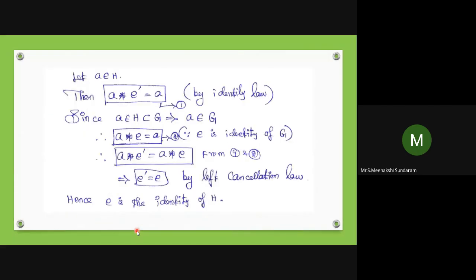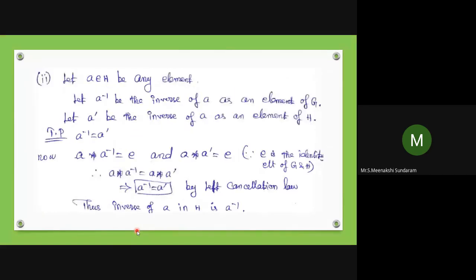So let A belong to H. A star E dash equals A by the identity law. But that A belongs to H, and H is a subset of G. So confirmed, that A is in G. So A star E is also A. So if we equate both, E dash equals E by the left cancellation law. Therefore, hence we can say E is the identity of H.